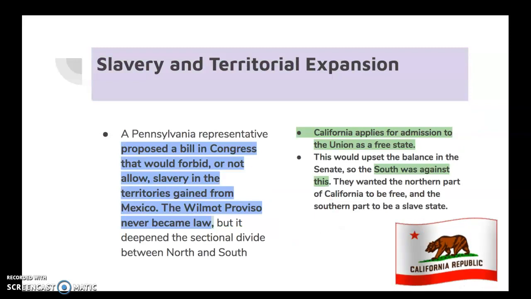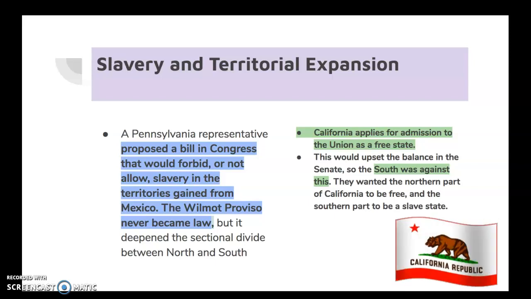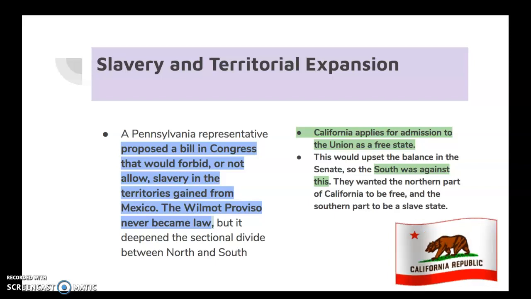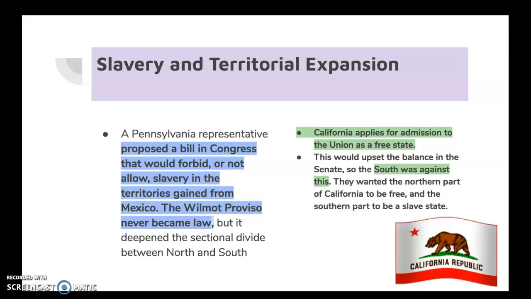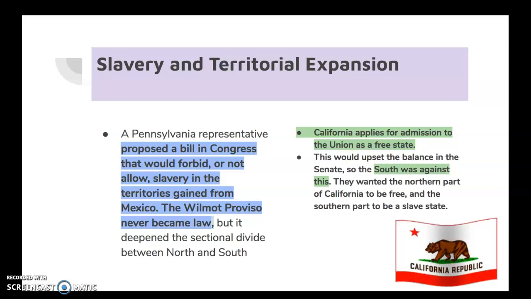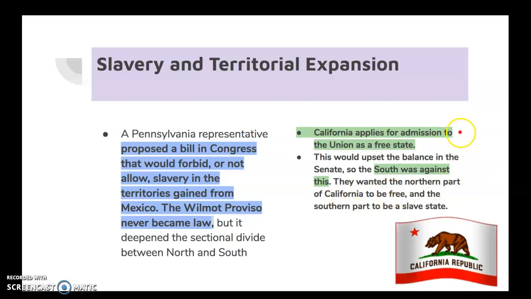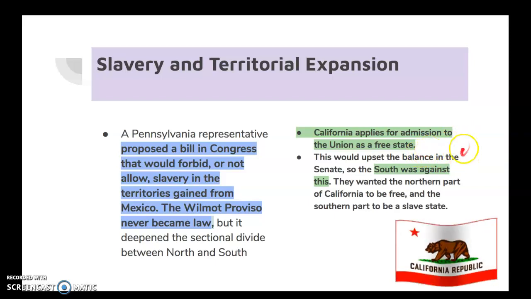All right. A Pennsylvania representative proposed a bill in Congress that would forbid, which means to not allow, slavery in the territories that were gained from Mexico. This is called the Wilmot Proviso. It never became a law, but it was one of the things that deepened the sectional divide between North and South. The North has its own interests, the South has theirs, and oftentimes the interests of these two sections of the country clash with each other. It's going to cause a lot of conflict and a lot of bloodshed in the next 15 years or so of this story. So California, we talked about the gold rush last week. They apply for admission to the Union as a free state.